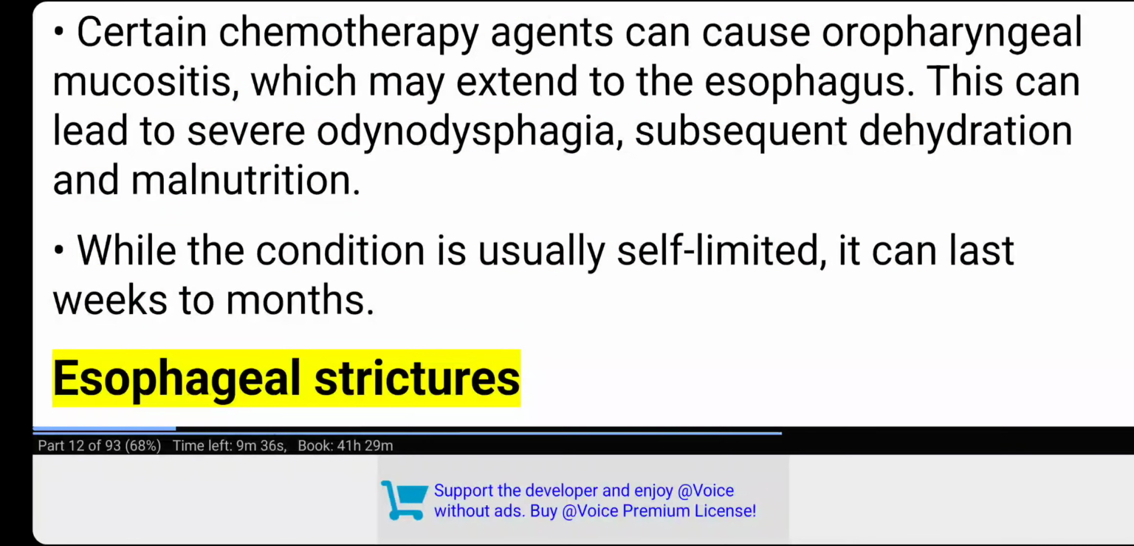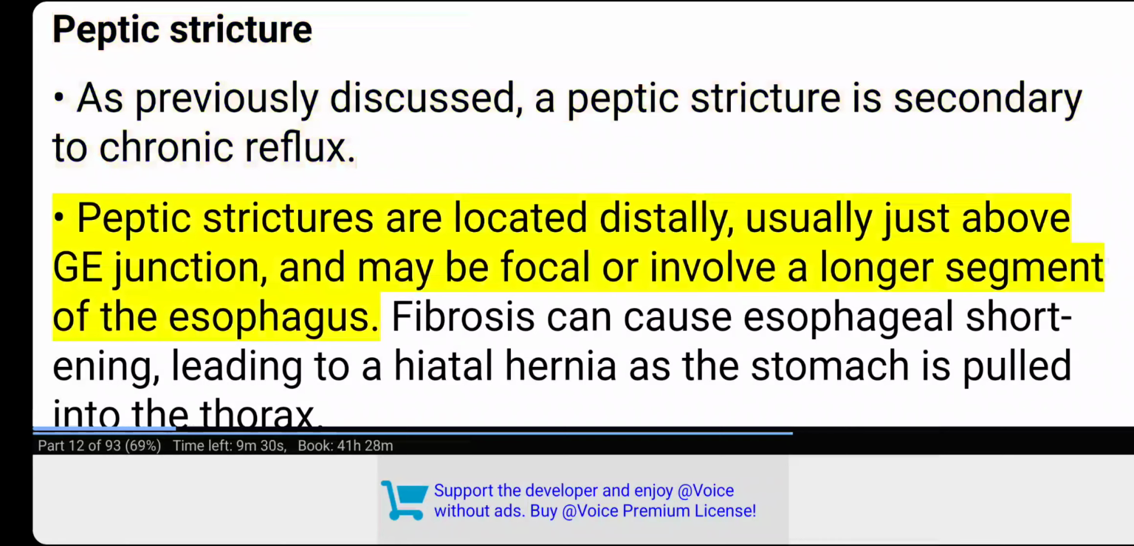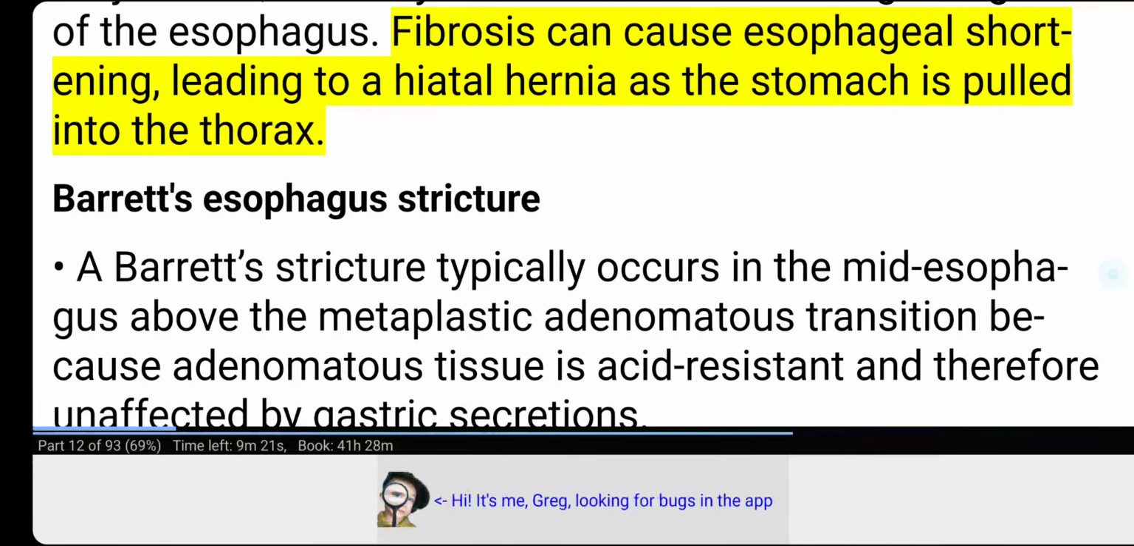Esophageal strictures. Peptic stricture. As previously discussed, a peptic stricture is secondary to chronic reflux. Peptic strictures are located distally, usually just above the GE junction, and may be focal or involve a longer segment of the esophagus. Fibrosis can cause esophageal shortening, leading to a hiatal hernia as the stomach is pulled into the thorax.